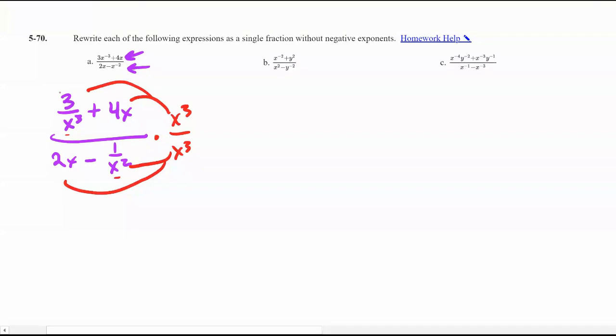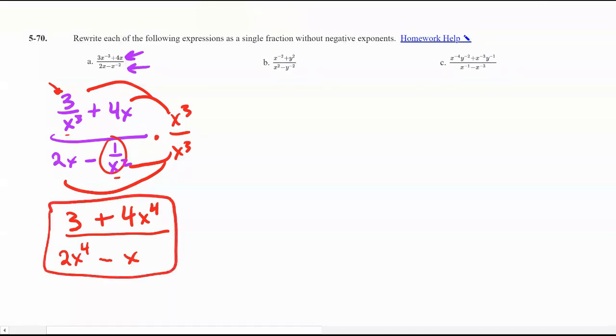So when I distribute it to this first part, the x cubes cancel. Then 4x times x cubed is 4x to the power of 4. 2x times x cubed is 2x to the power of 4. And then when I do x cubed times 1 over x squared, 2 of the x's cancel out, and I'm left with just a single x. So there's my first one.